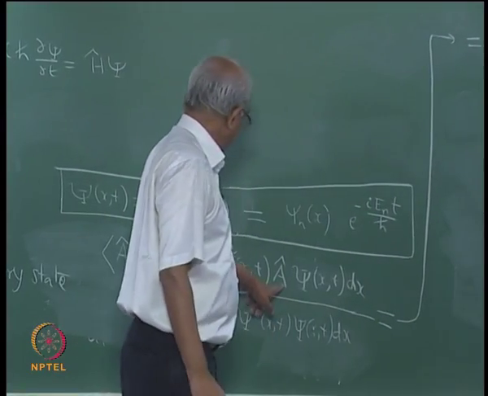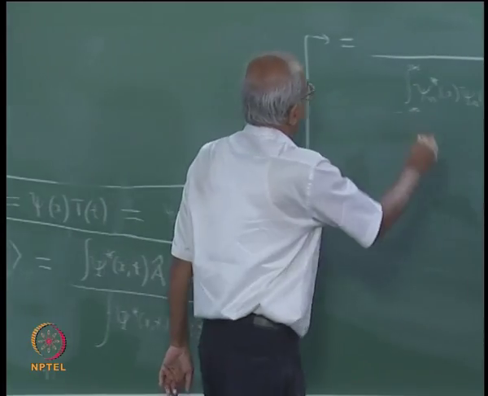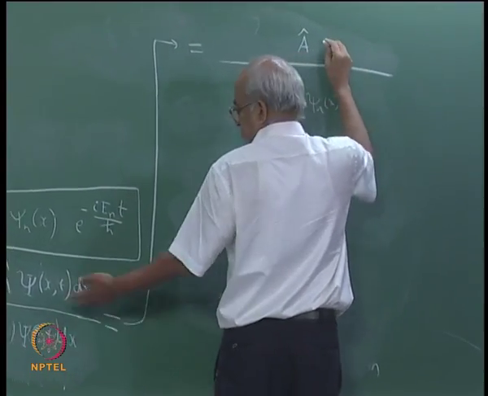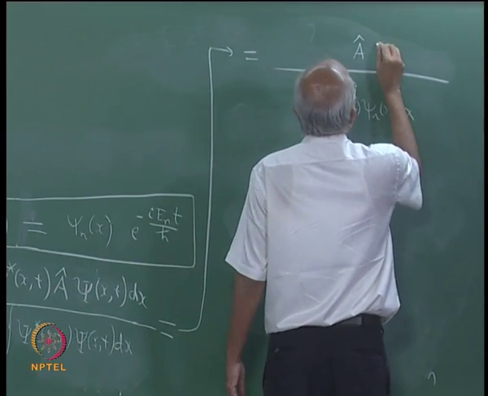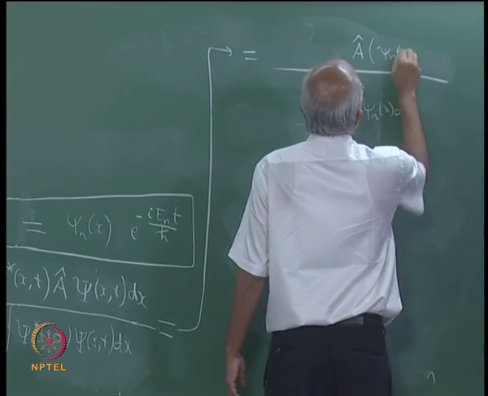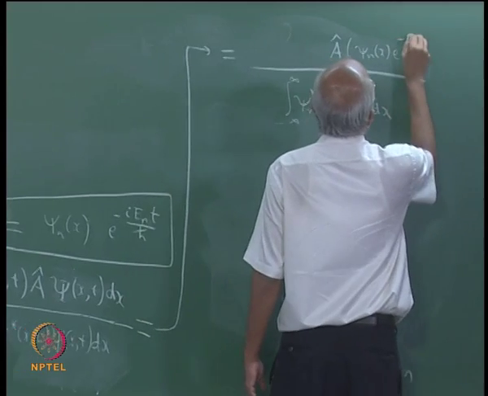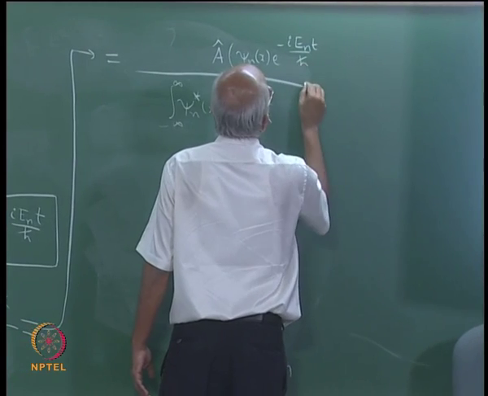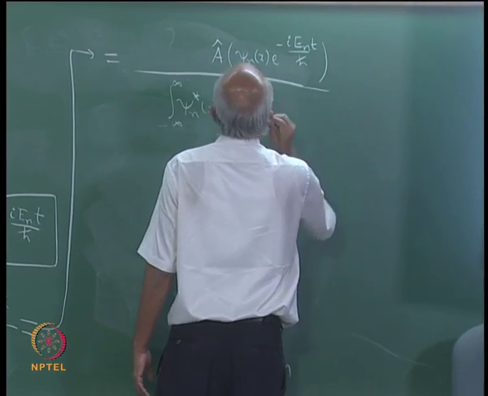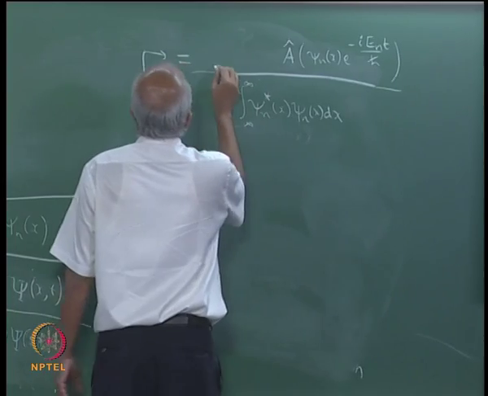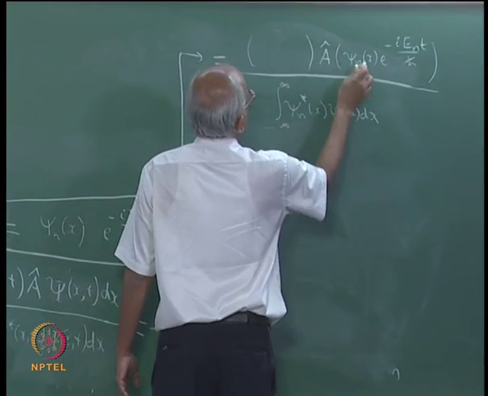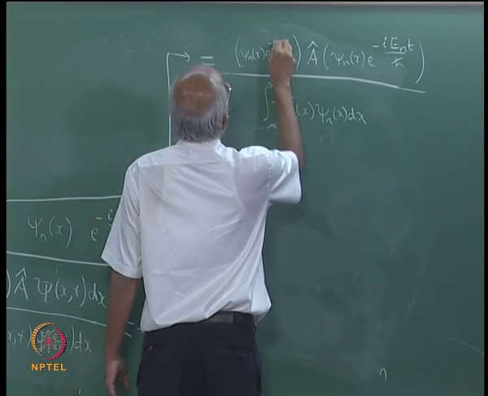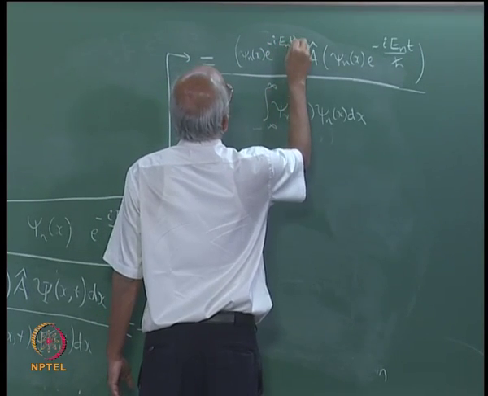And then you look at the numerator, what has happened, you have the operator A operating upon psi n of x e to the power of minus I e n t divided by h cross, and this is going to be multiplied by the complex conjugate of that. So, I am going to get psi n of x e to the power of minus I e n t by h cross.